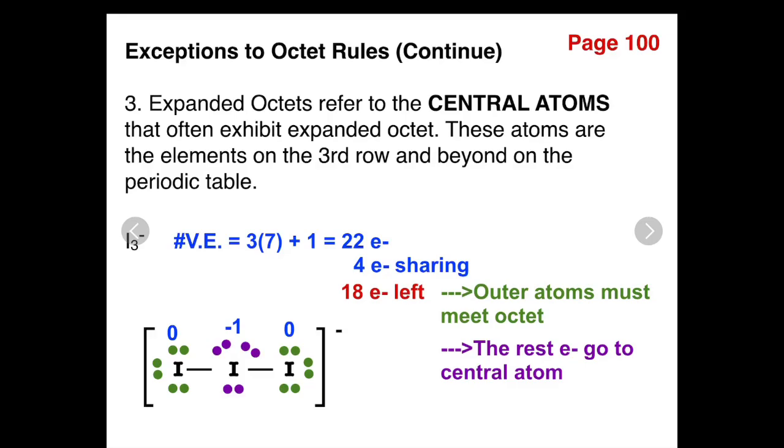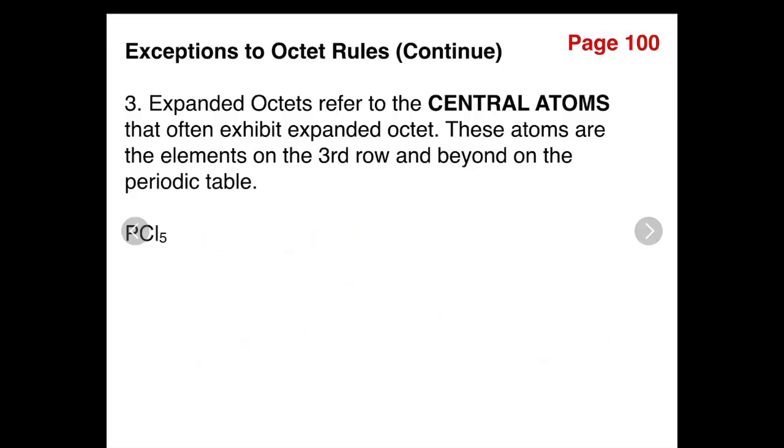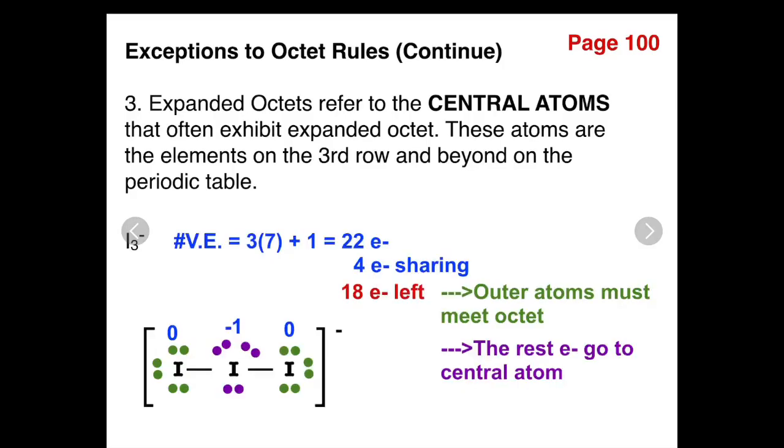Okay, so this would represent the best structure for this I3 minus. And if you go back, the reason why we see this as an expanded octet, again, is because this central atom has more than 8 electrons. Okay, so 1, 2, 3, 4, 5, 6, 7, 8, 9, 10.